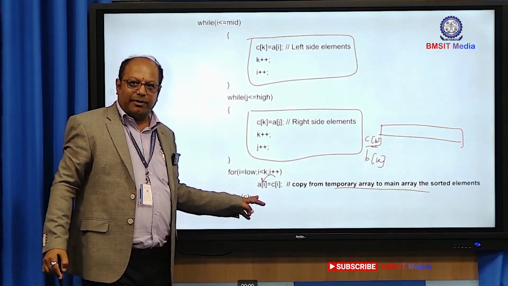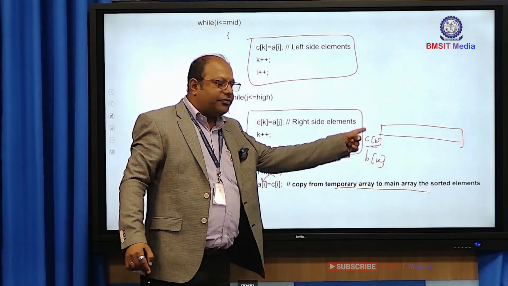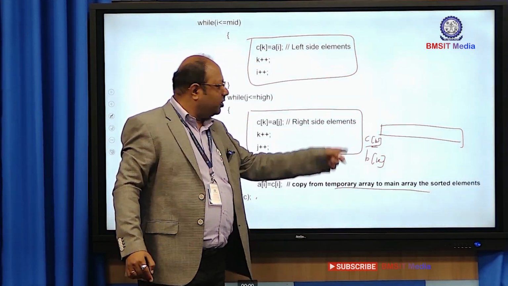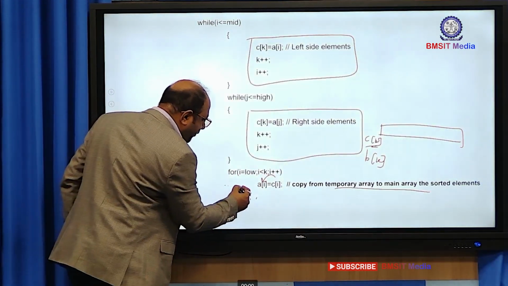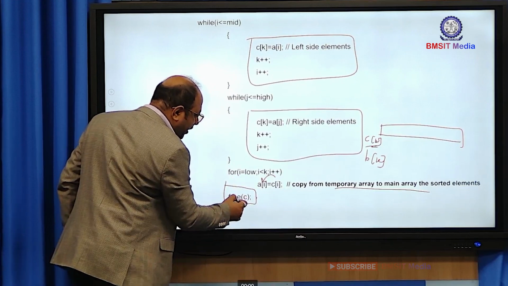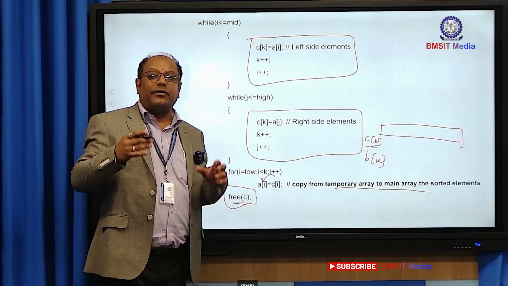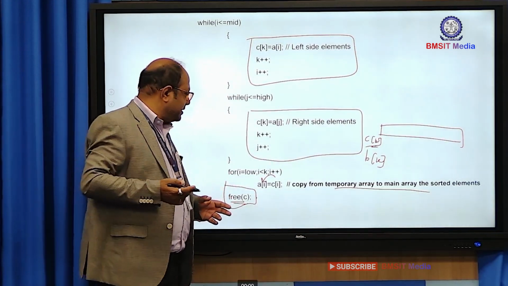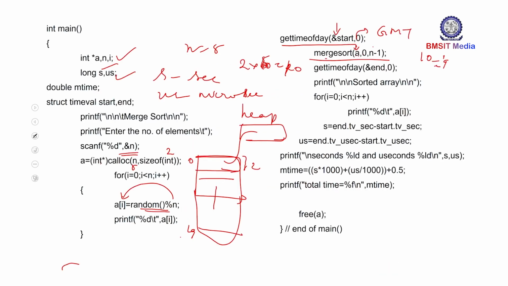Initially my A of i will be having the unsorted elements. Once we copy the elements from C of i, which is having the sorted elements, the sorted elements are copied to the original array. Then whatever memory we have taken from the heap memory, we have to free it, because that can be used for any next memory allocation for various other requests of the system resources. In that context, we have to free this memory taken for the temporary allocation. That will be released.